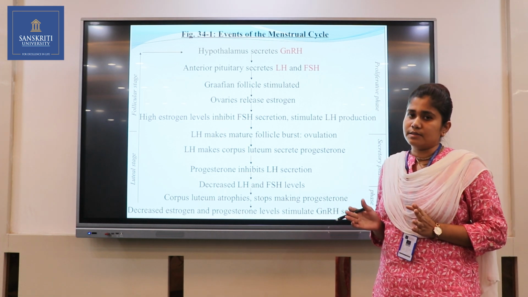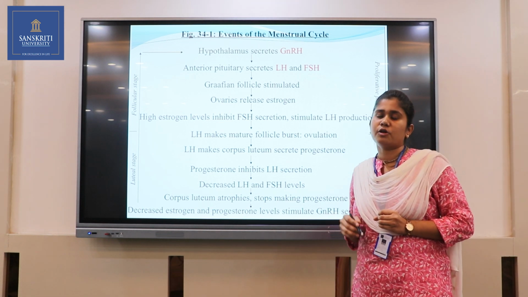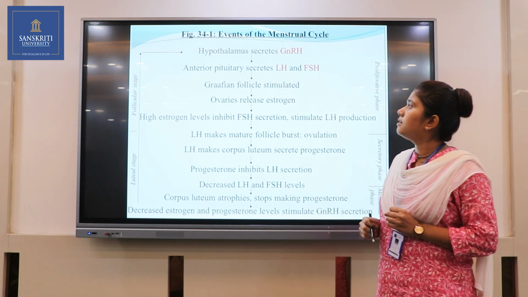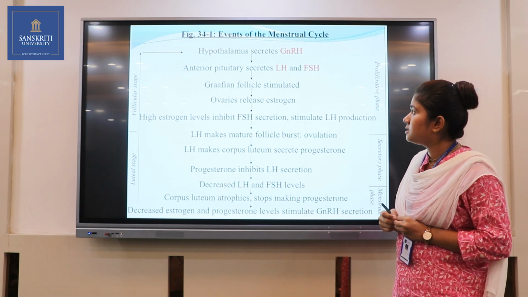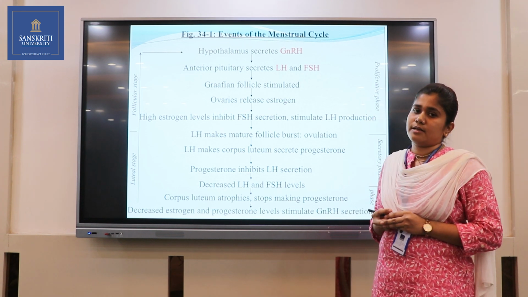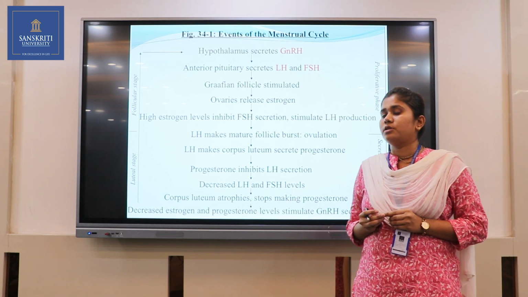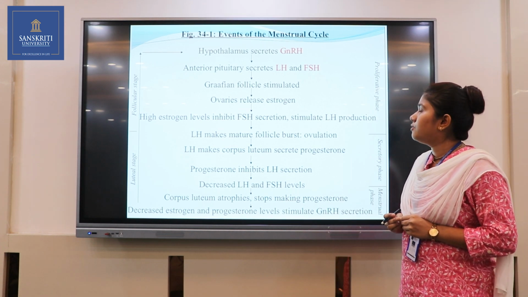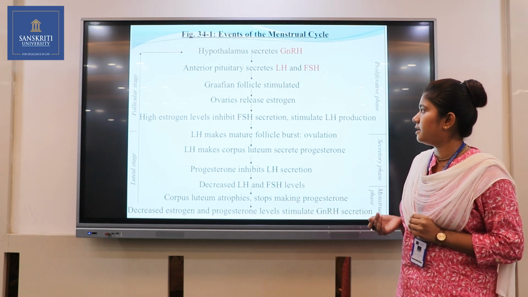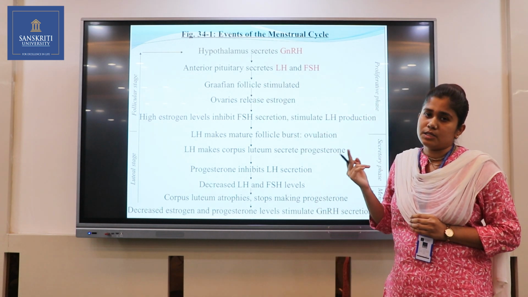First one is the hypothalamus. You know it is present in the brain, and the hypothalamus secretes GnRH, gonadotropin releasing hormone, which stimulates the anterior pituitary. Second, the GnRH hormone stimulates the anterior pituitary to secrete luteinizing hormone, or LH, and FSH, follicle stimulating hormone. What is the function of LH and FSH? The LH hormone is responsible for ovulation, and follicle stimulating hormone is responsible for the maturation of the follicles, the Graafian follicles.